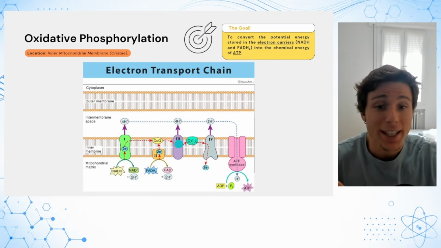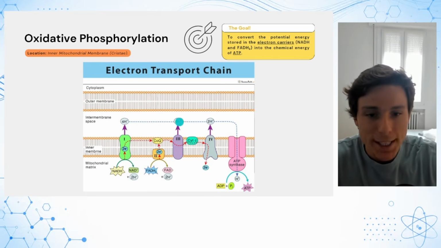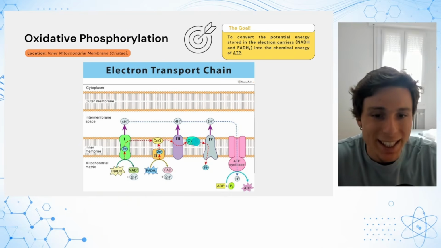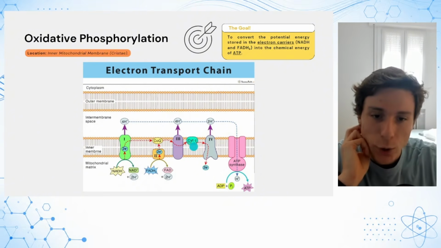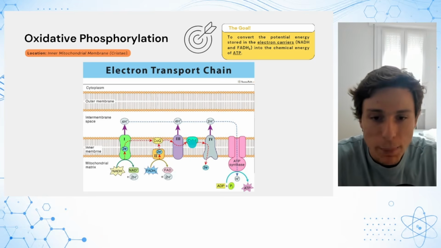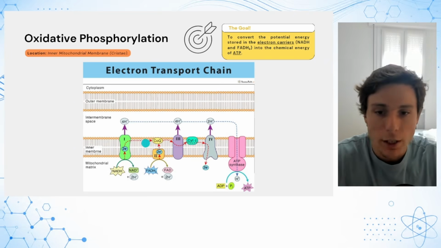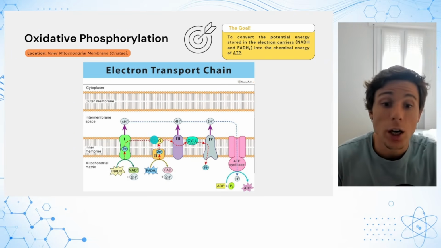But before doing that, complex 3 will be pumping protons to the intermembrane space, and the one responsible for capturing the electrons after complex 3 is going to be the coenzyme cytochrome C. One interesting thing to notice here is that cytochrome C and coenzyme Q are both coenzymes, just like the other ones, but the difference is that they're capable of moving.